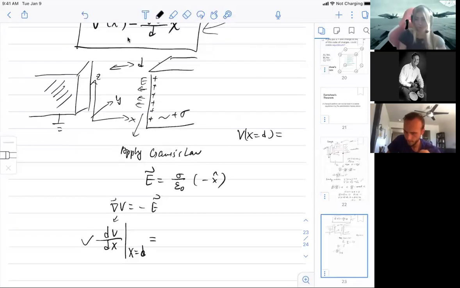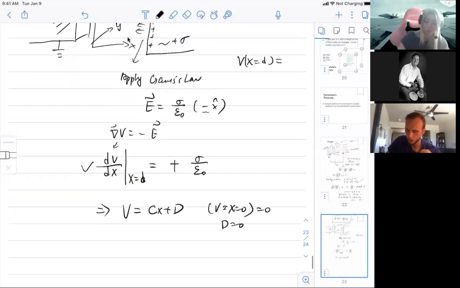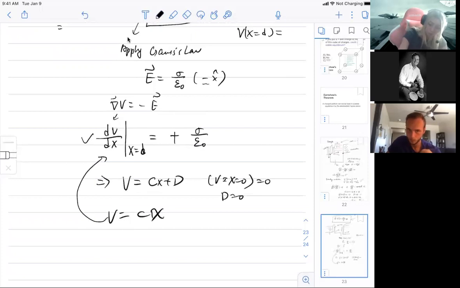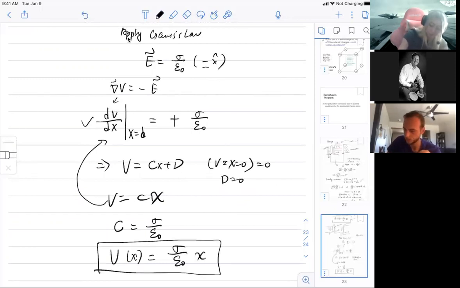So dV over dx is negative E. So E is negative x, so positive sigma over epsilon naught. So if V is going to be a general solution of Cx plus D, and V at x equals 0 is 0, I got D equals 0. So V is Cx, and you plug it here, taking the derivative, you get C is equal to sigma over epsilon naught. Okay, so you really solved V as well, it is sigma over epsilon naught times x, and that's your solution.